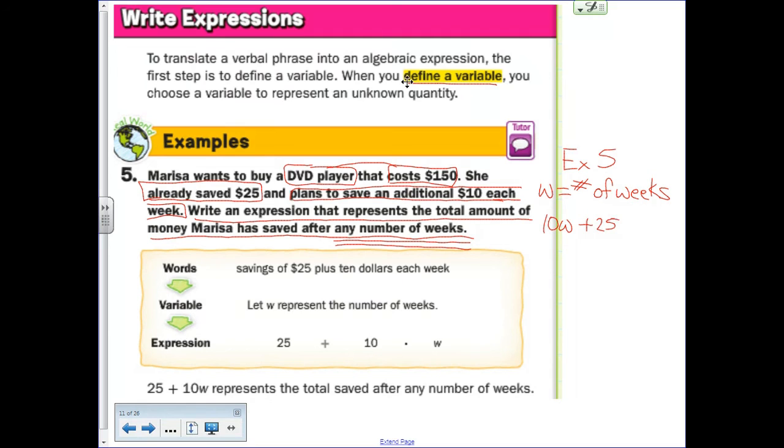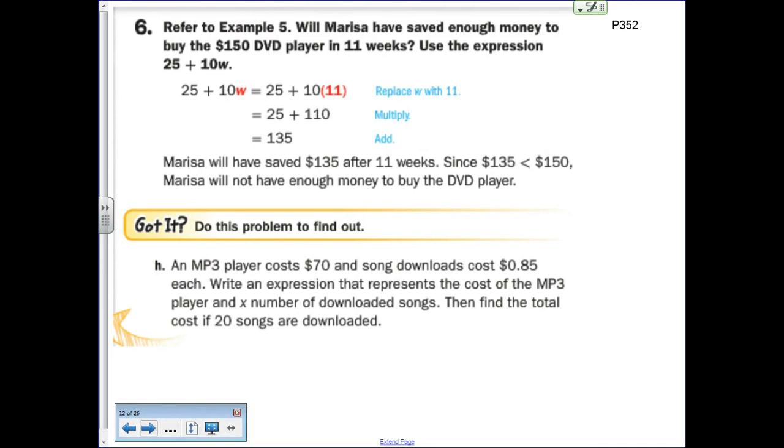This actually has a name called a constant. It is a one-time thing. And so we call that a constant, and we're going to add that in. Constants are either added or subtracted, and we'll keep saying that over and over again as well. Now, it doesn't say anything about making this into an equation. The total cost of the DVD player, that's not going to come into play in this problem. We just want to know how much money she has saved after 1 week or 2 weeks or 3 weeks or 4 weeks.